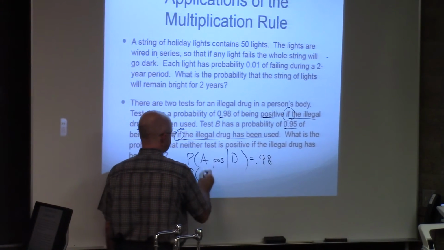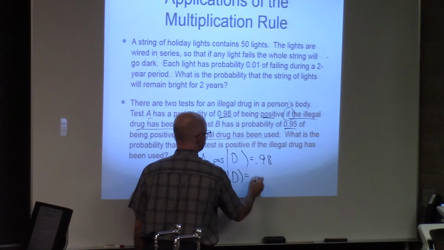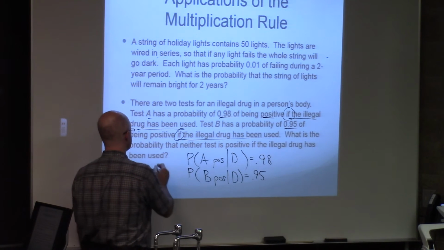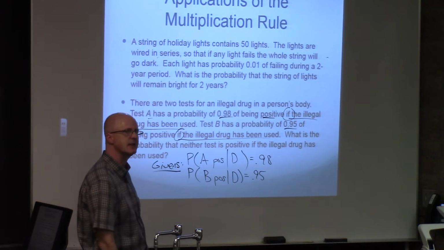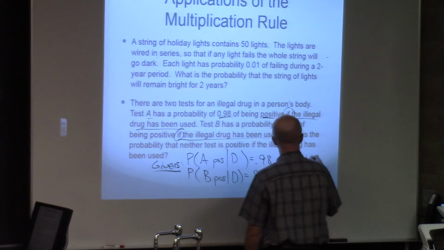There's another test, test B. That's going to come back positive if it is known they have the drug in their system 95% of the time. These are the givens. Basic problem solving strategy is to write down your givens. What do you want to find? Write that in symbols too.